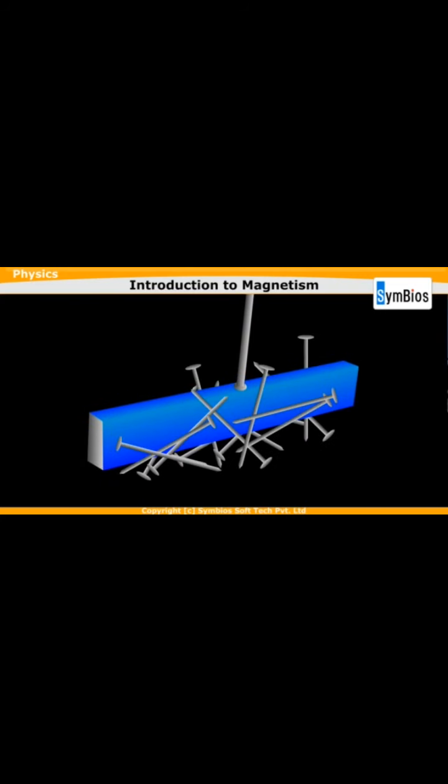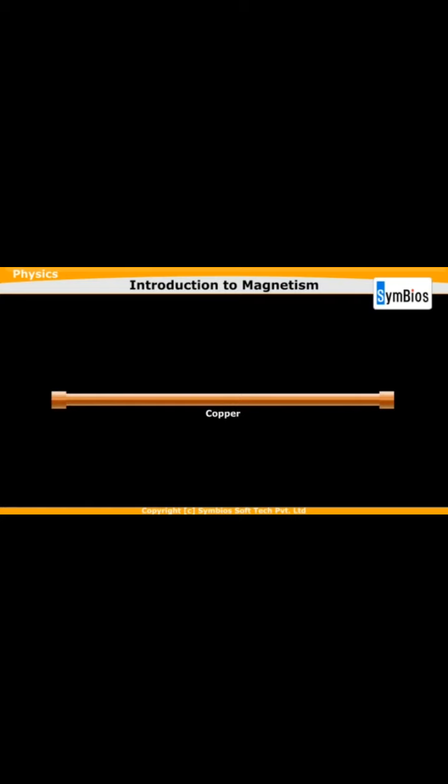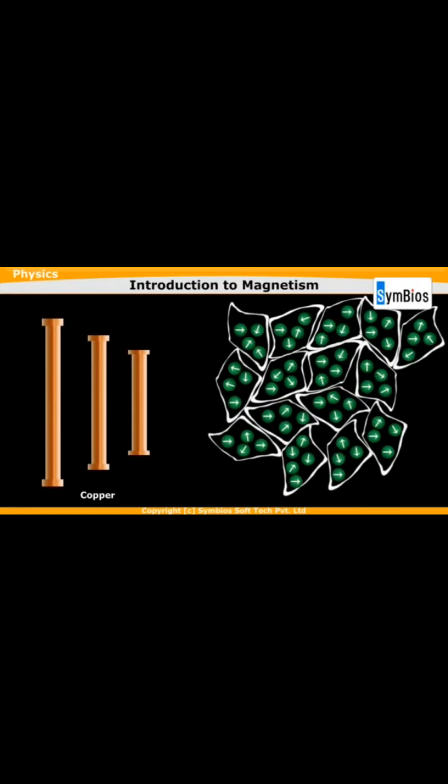In some materials like copper, these tiny electrons never align and hence cannot be magnetized. These materials are non-magnetic.